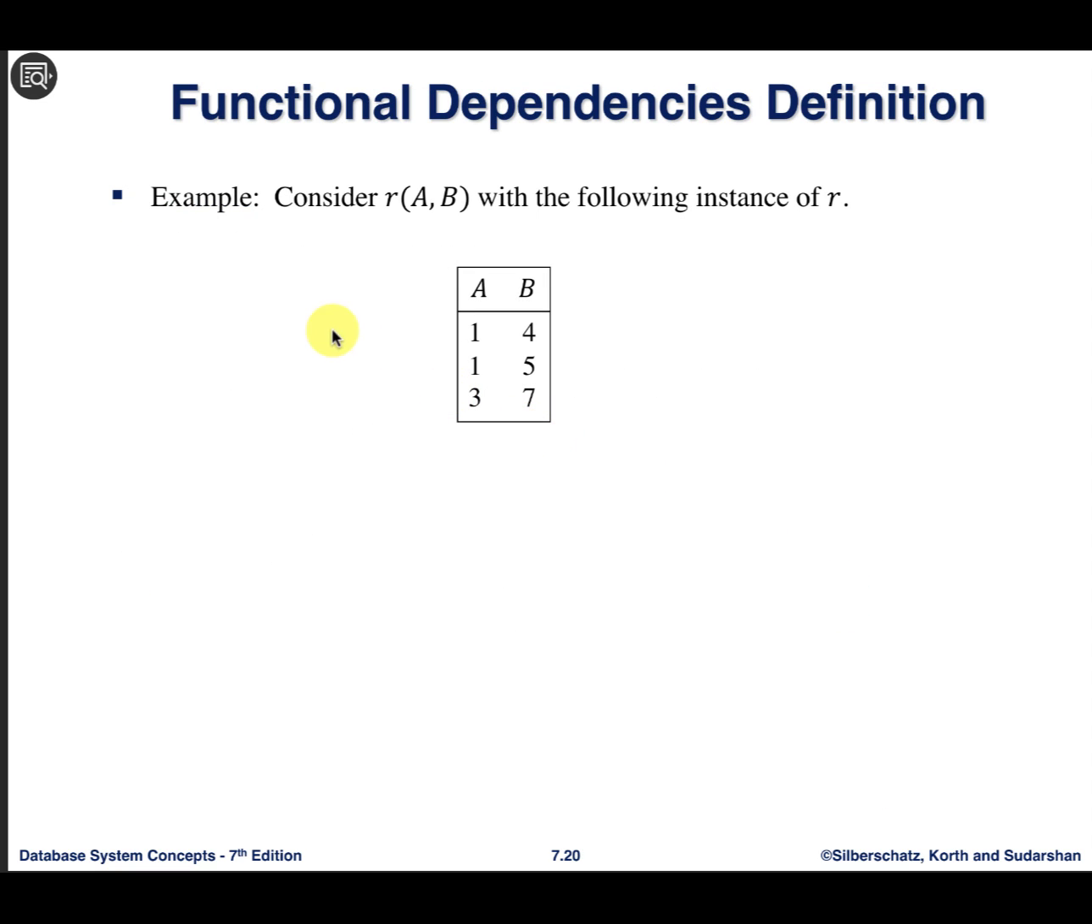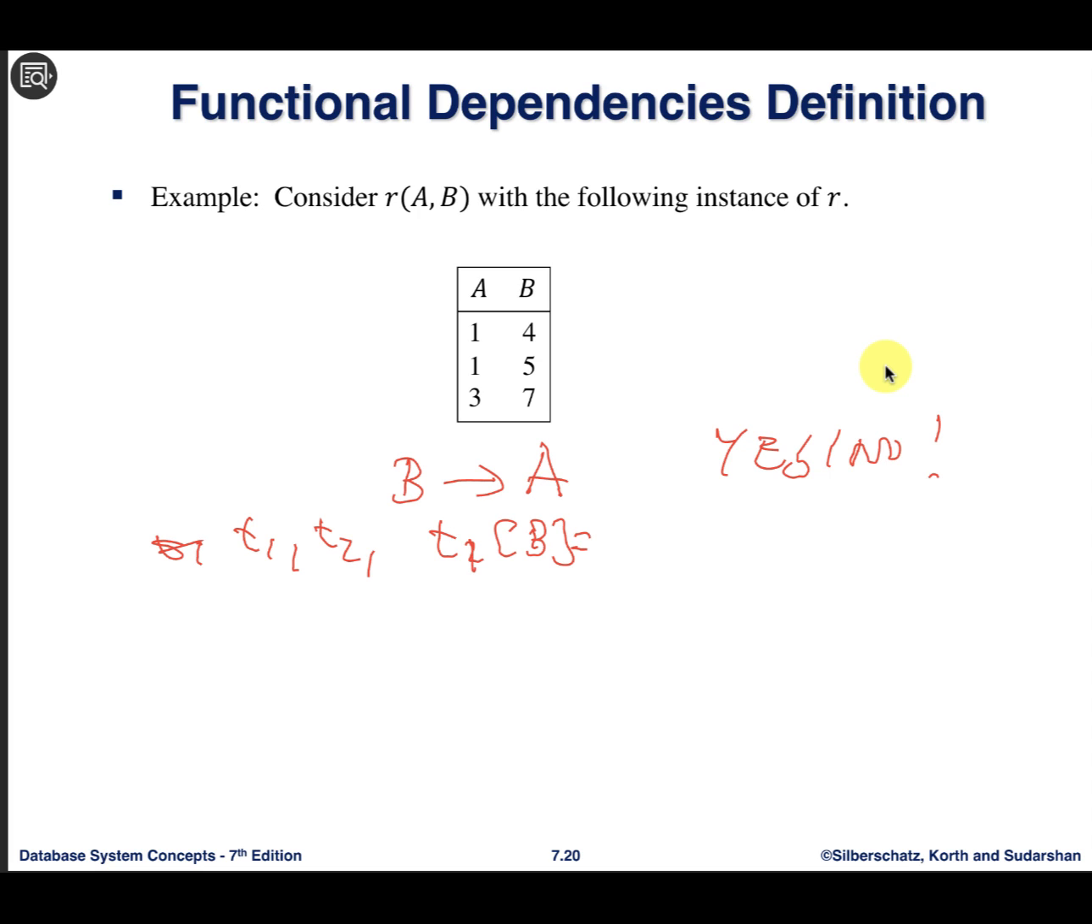Let's have an example here. Assume that we have attributes A and B, and these are the values here. Let's take a look. Do you think B functionally determines A or not? Yes or no? Remember, two tuples. If T1 of B equals T2 of B, then T1 of A must equal T2 of A. So take a look here. In this case, since we don't have any two tuples that agree on B, it holds. We see the values 4, 1, 5, 1, 7, and 3. We didn't have two tuples agreeing here, so it holds in this case.